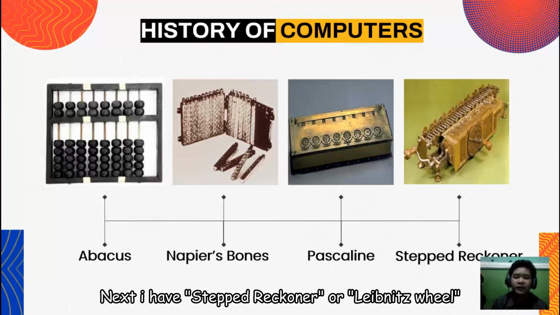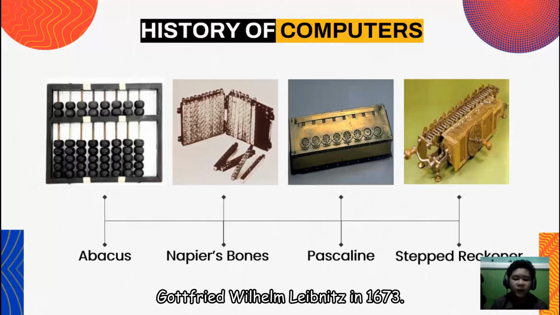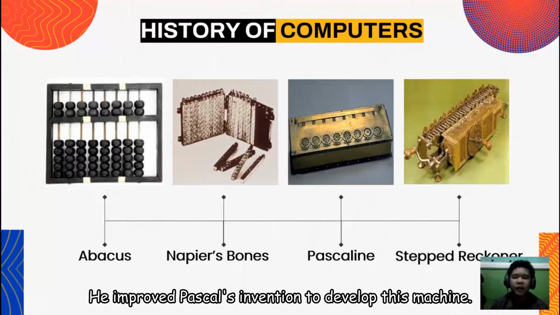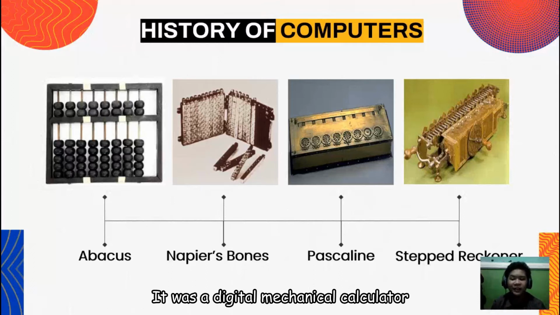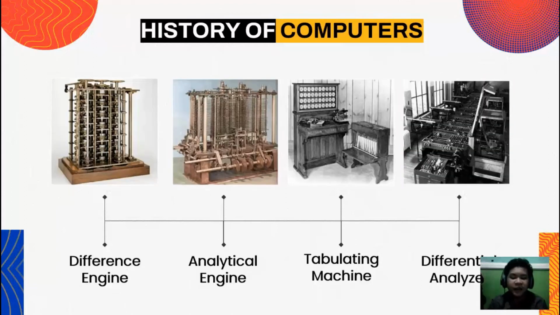Next, I have the stepped reckoner or Leibniz wheel. It was developed by the German mathematician and philosopher Gottfried Wilhelm Leibniz in 1673. He employed Pascal's inventions to develop this machine. It was a digital mechanical calculator which was called the stepped reckoner, as instead of gears it was made of fluted drums.